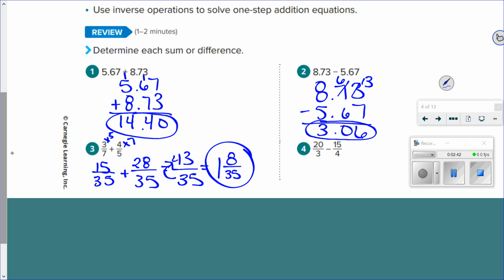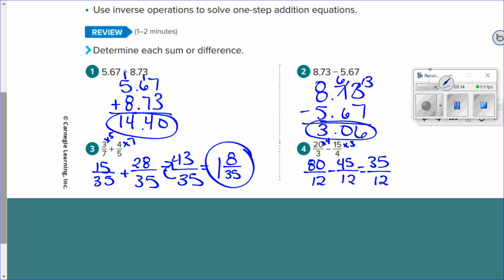What do I need to do to subtract fractions? Somebody said it. Common denominator. And what is the common denominator between 3 and 4? 12. So what do I do to 3 to get to 12? Multiply by 4. So 20 times 4? 80. And what do I do to 4 to get to 12? So 15 times 3? 45. What is 80 minus 45? 35. And my denominator stays the same.